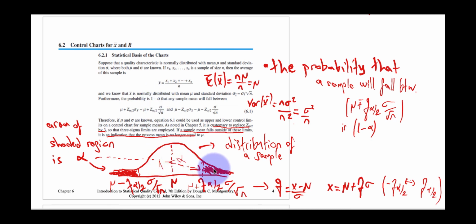And alpha is the summation of the shaded region here. This is the alpha. Alpha is the probability that the sample mean will fall outside of these limits. This is the probability we have of falling outside of these limits. And those limits come from the normal distribution, okay? We can find them in the normal distribution. We can use them because of the normal distribution.